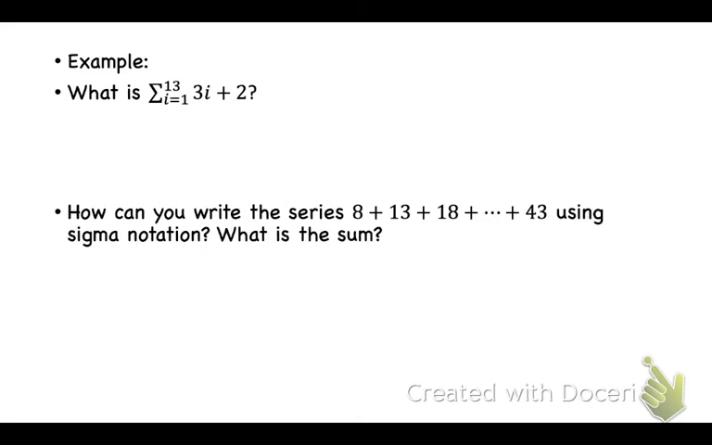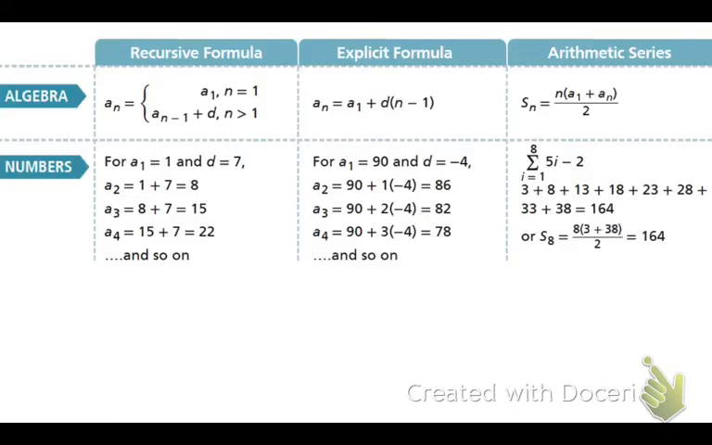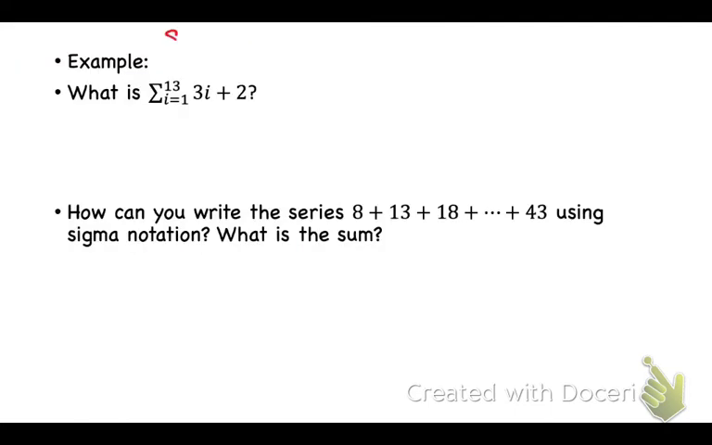What is the sum of i equals 1 to 13 of 3i plus 2? So this is arithmetic, so we're going to use our S sub n formula. What is our S sub n formula? S sub n equals n over 2, parentheses, a sub 1 plus a sub n. Okay, so how do I get a sub 1? I plug in what limit? The lower limit. So I'm going to plug in what? 1. So when you plug in 1, what do you guys get?